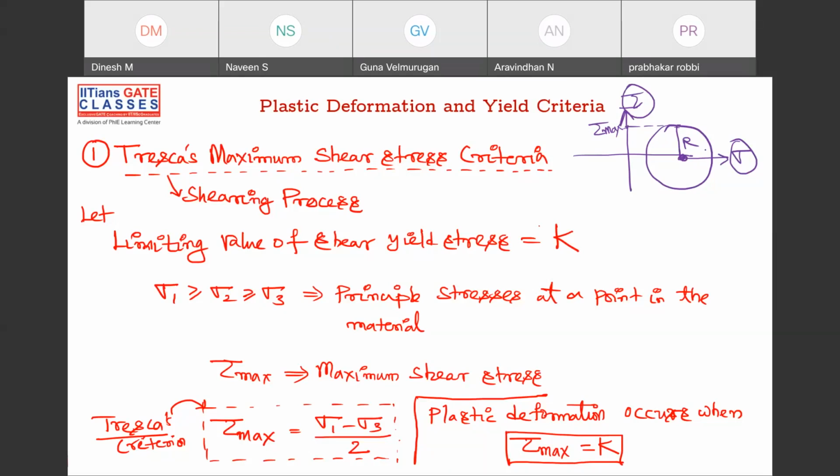If you have already done all these things, it will be very easy for you to understand. Have you done these things in strength of materials? Yes or no? Have you done these things in strength of materials, guys? Hello, guys. Am I audible?